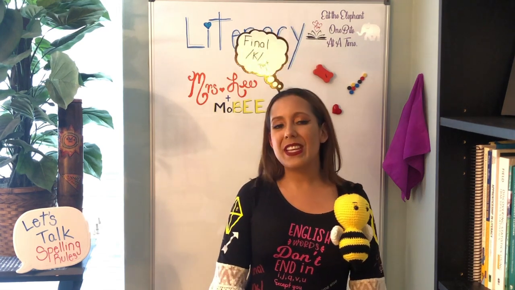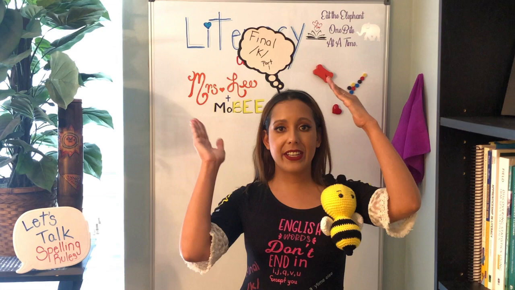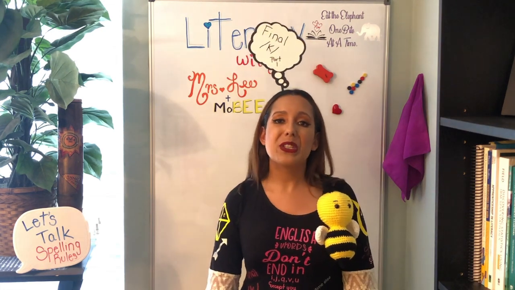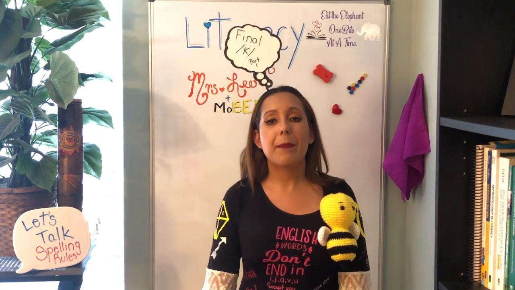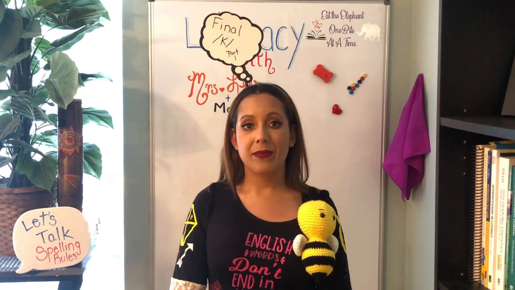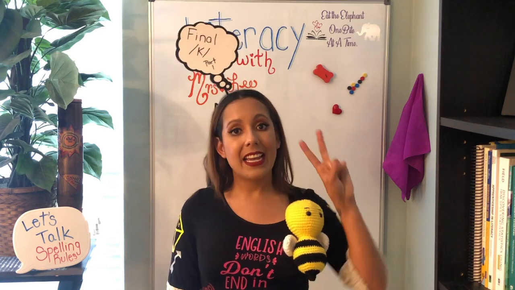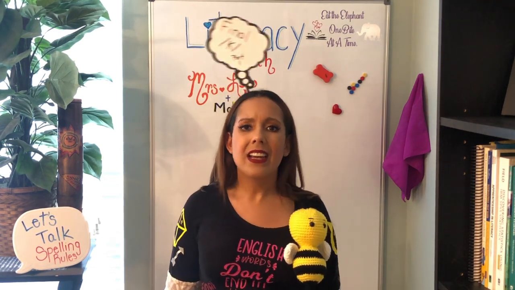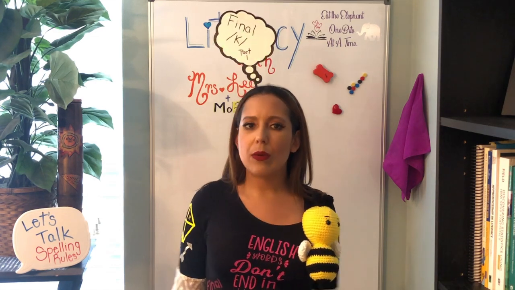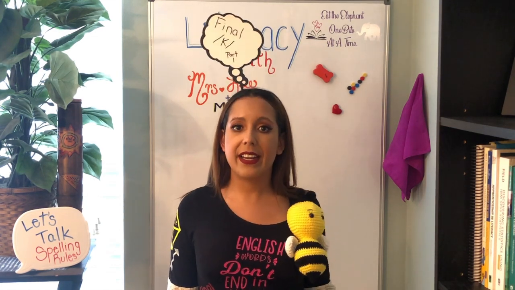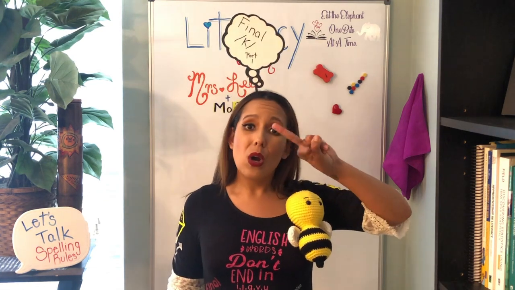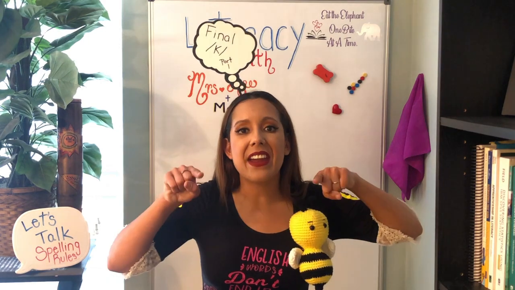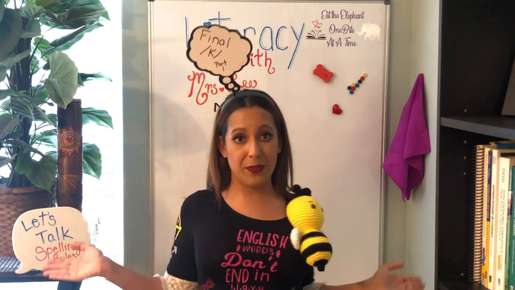The rule for this week is the final k sound. Before we start, can you tell me the 2 graphemes that make the k sound? Good. C, k, and K. Those 2 graphemes make the sound k. Now that makes it a little tricky when we're trying to spell words that end in a k sound, because we won't know which graphemes to write. But guess what? There is a rule for that.